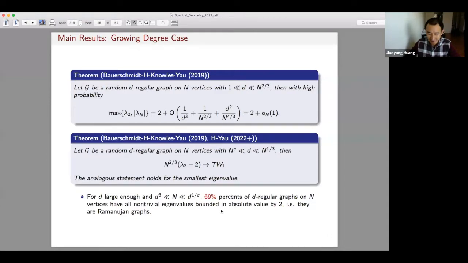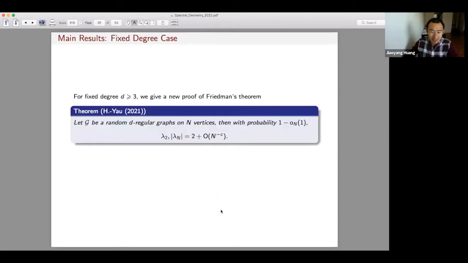And this is for those random regular graphs if we allow D to grow with the size of the graph. And for the degree D which is fixed, if you think about the adjacency matrix, then each row and column has only D nonzero entries, and there is much less randomness. So problems about random regular graphs with a fixed degree D are usually much more challenging. For this fixed D case, we can give a new proof of Friedman's theorem. We can actually show the second largest eigenvalue and smallest eigenvalue concentrate around 2.